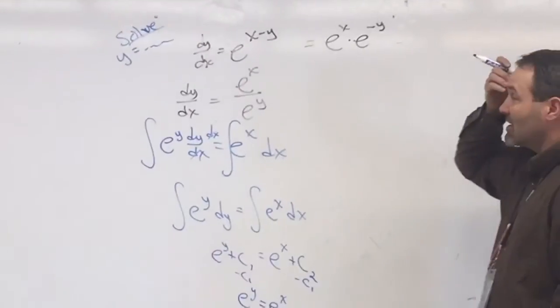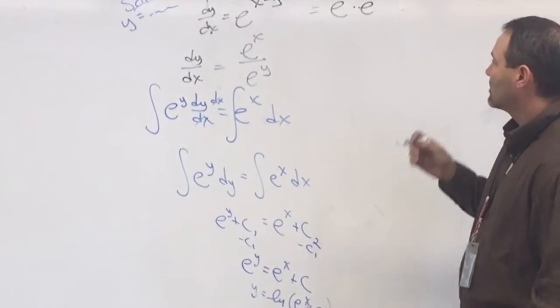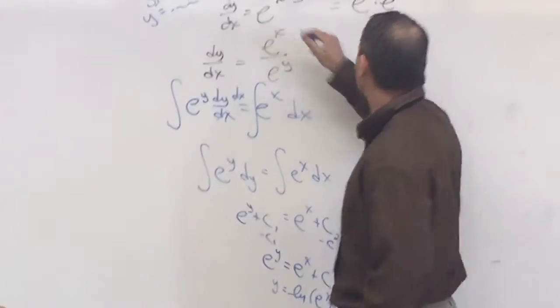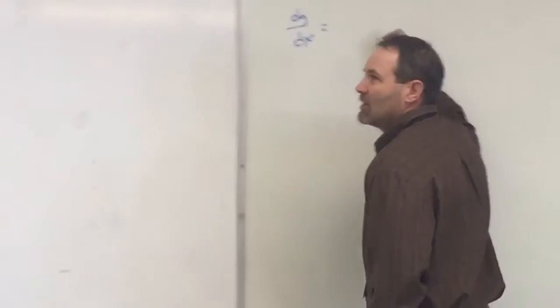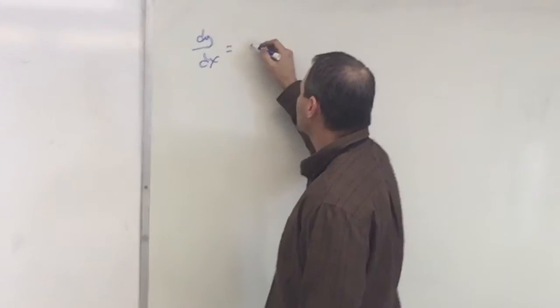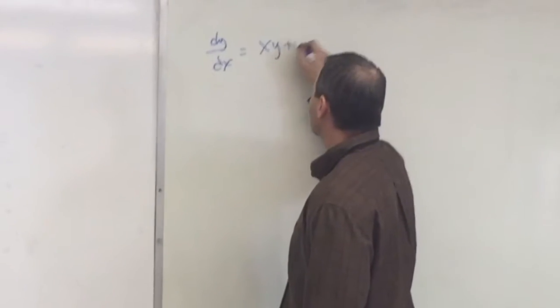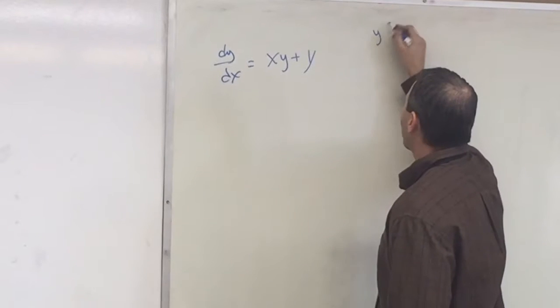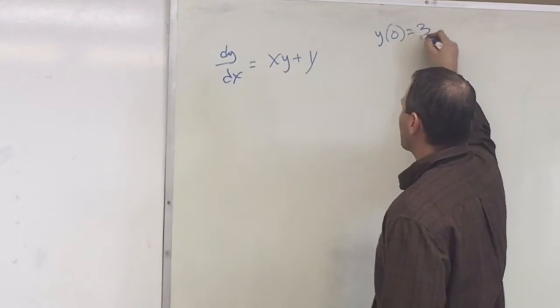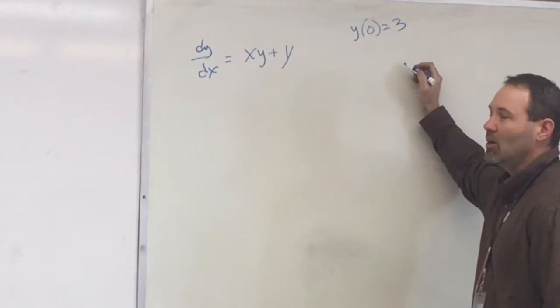A lot of times that's called separation of variables. You move the y stuff over to one side. A lot of times you'll be solving it with an initial value. So it might say y of 0 equals 3 or something. And you're supposed to solve this.